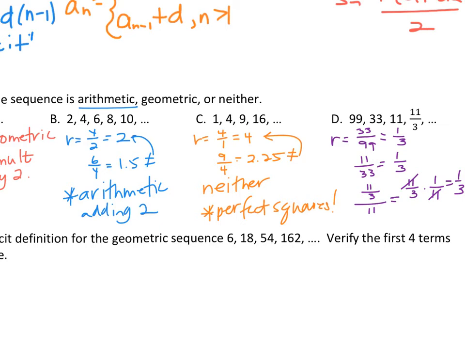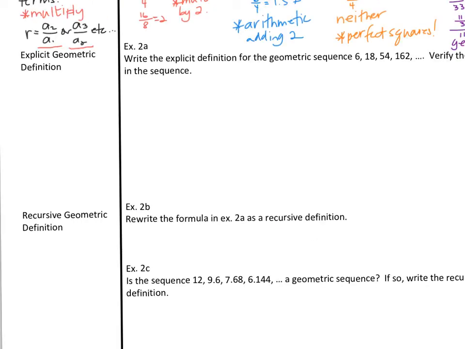This is an example of a geometric sequence. We're multiplying by 1/3 each time. Our ratio can be a whole number or a fraction. It can be positive or it can be negative. A formula used to generate any geometric sequence can be written in one of two ways. We have explicit, and then down below we have recursive.